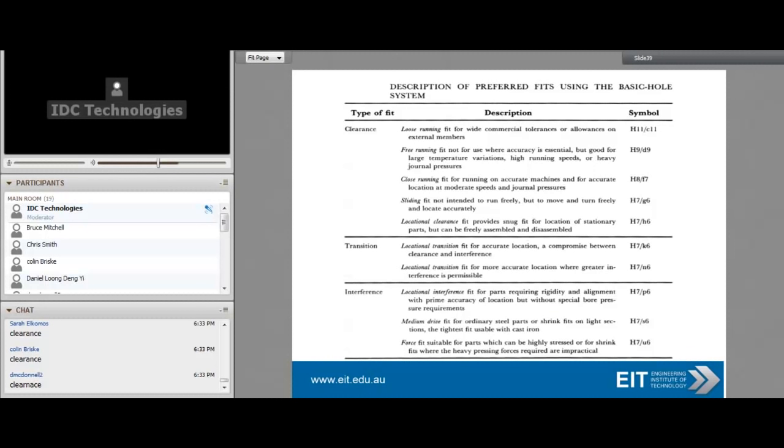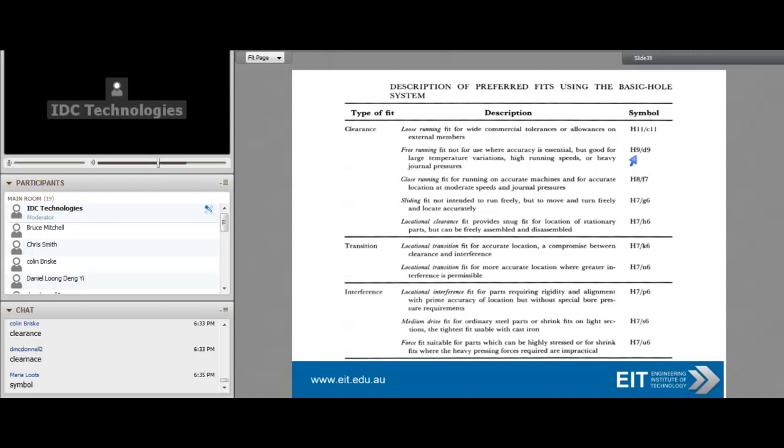Now, can you imagine producing a drawing and then having to write "free-running fit, not for use where accuracy is essential, but good for large temperature variations, high running speeds, or heavy journal pressures"? I'm getting tired just saying it. Imagine having to put all of this text on a drawing when you can just do this: H9, D9. Which would you prefer to do? Write all of this out or put this in on your drawing? I think I know what the answer is going to be before I even see your reply.